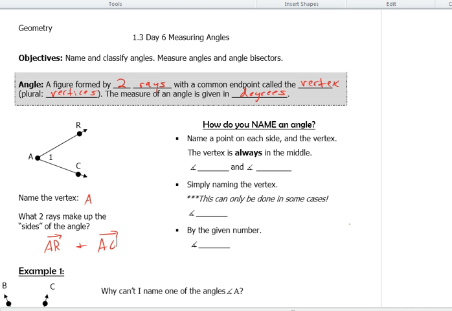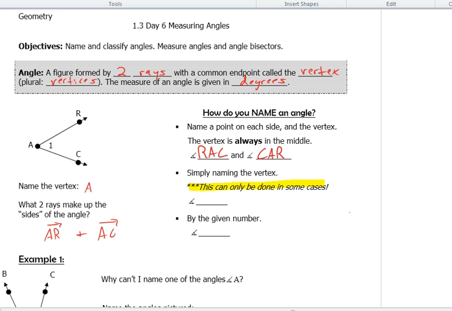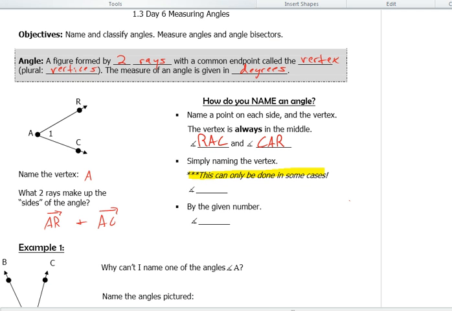Here's one way you can name an angle. Name a point on each side and the vertex. The vertex is always, always, always in the middle. So we could name it angle RAC, or you could go backwards and say CAR. You can also name just the vertex. It can only be done in some cases, and I'll show you one that doesn't work. So we would say this is angle A, and if there's a number in there, you could call it angle 1.